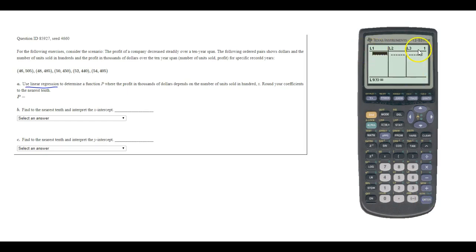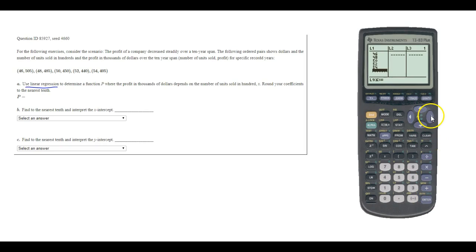And you have several lists here. So I'm going to have a list 1 and a list 2. List 1 will be my domain or my inputs or my X's. And then L2 will be the Y values of our ordered pairs. So I'm going to put my list 1 in first. So I have 46, 48, 50, 52, and then 54.